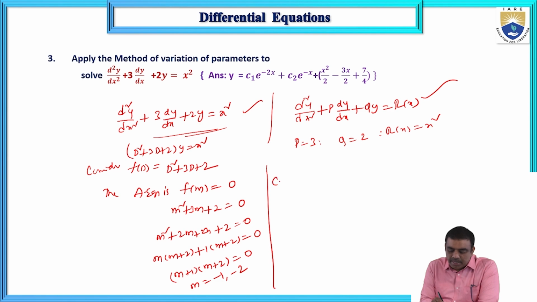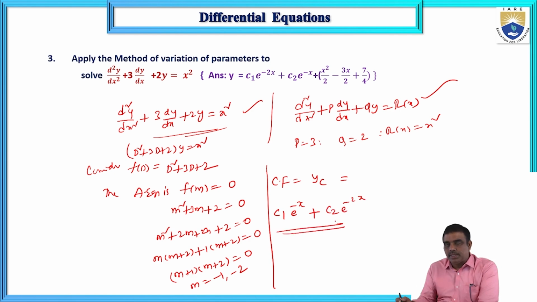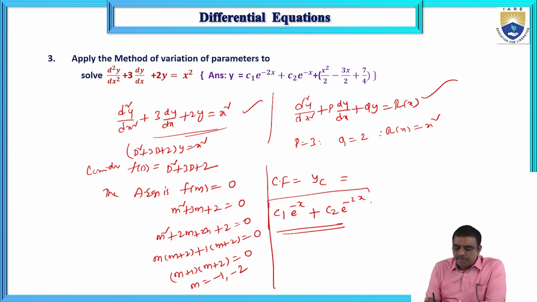Then the complementary function yc is equal to c1 e power minus x plus c2 e power minus 2x. Complementary function yc is c1 e power minus x plus c2 e power minus 2x.